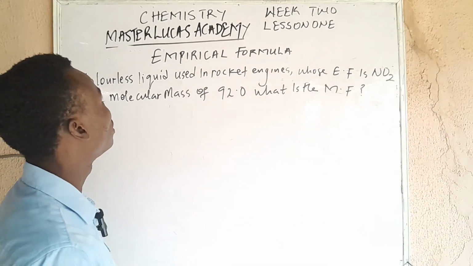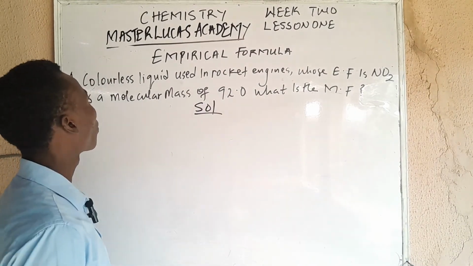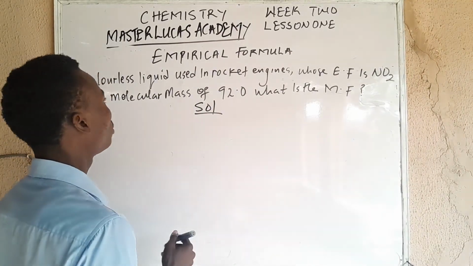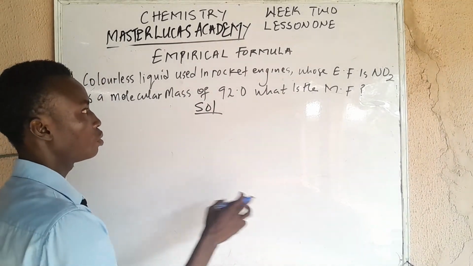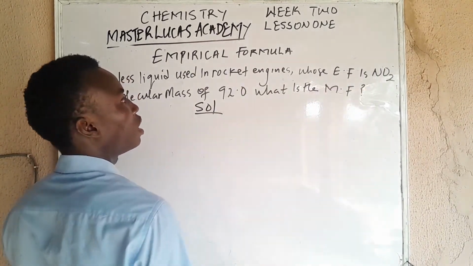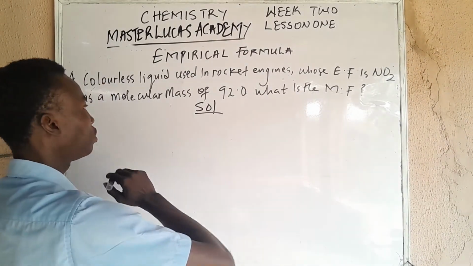Now let's start with the chemistry from this angle. This is the solution. So this question has to do with empirical and molecular formula. The question asks us to calculate what we call the molecular formula when the empirical formula is given to be NO2. So in order to solve for this molecular formula, what are you expected to do?